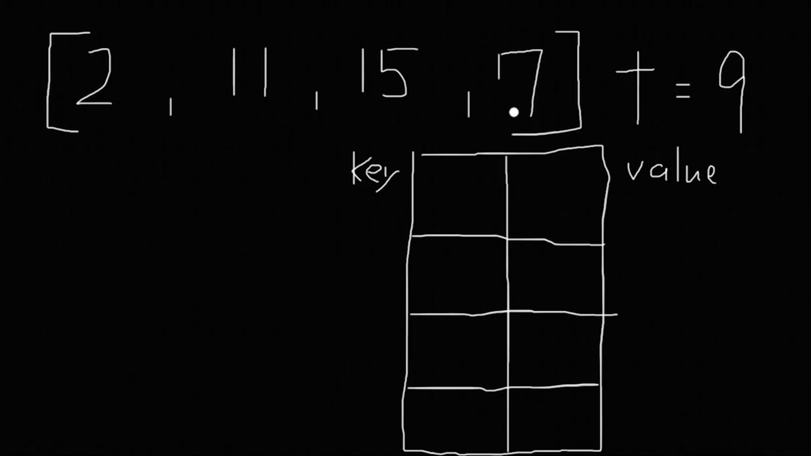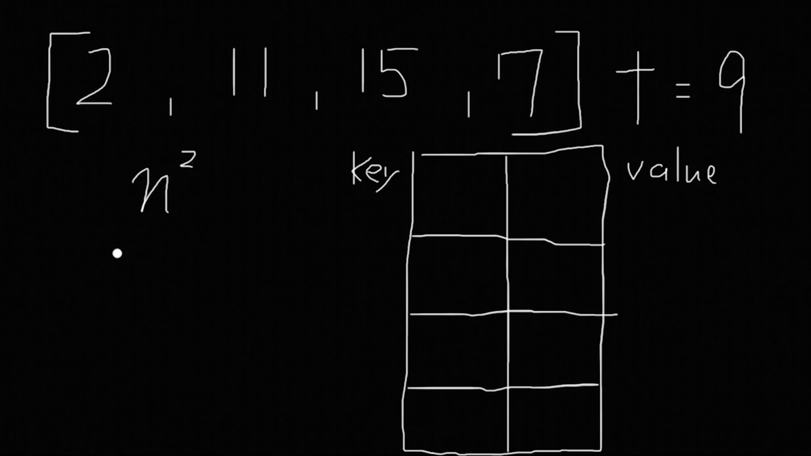Okay, so this is an input array, and I changed the order a little bit, and the target is 9. To solve this question in the simplest way, we check all possible pairs one by one and find the target number. So let's say we are at 2: 2 plus 11, 2 plus 15, 2 plus 7. And when we are at 11: 11 plus 2, 11 plus 15, 11 plus 7. But the time complexity of this solution is order of n squared.